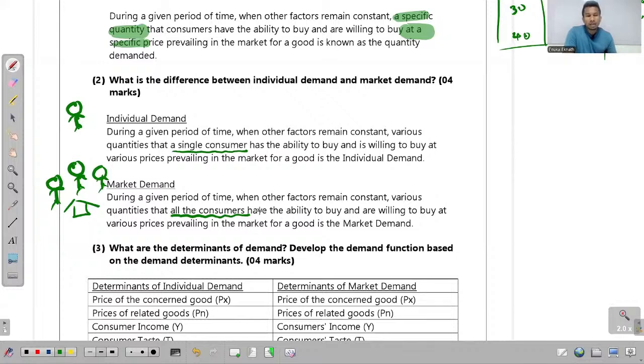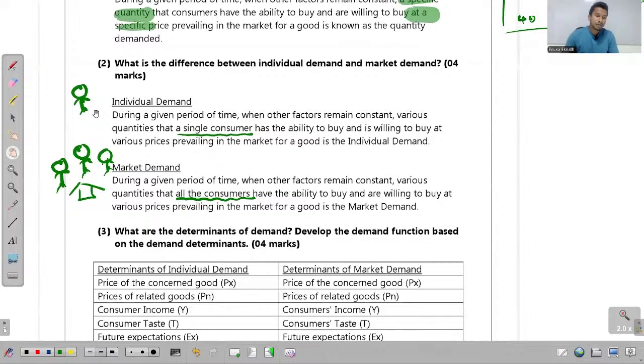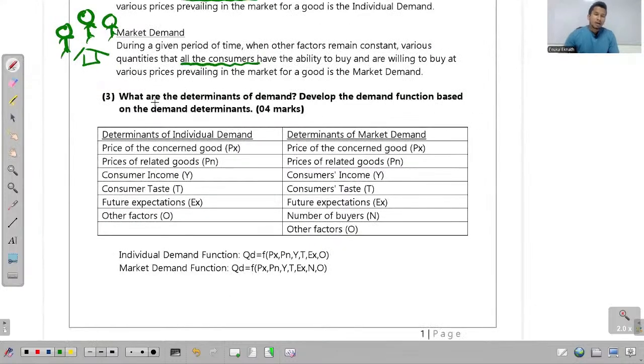So that's what you need to highlight. That's the difference between individual demand and the market demand. Right. The third question coming under the main question 1: What are the determinants of demand? Develop the demand function based on demand determinants.